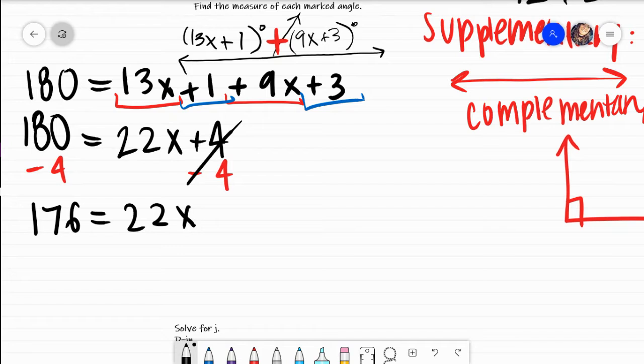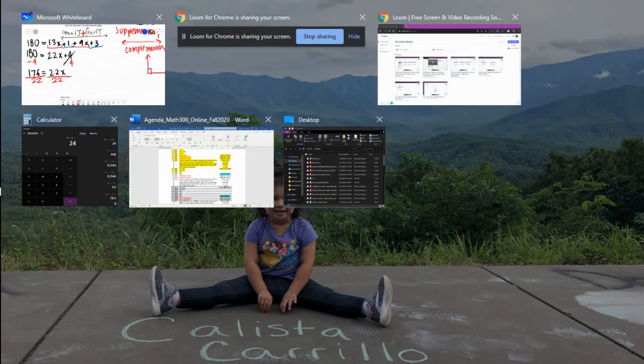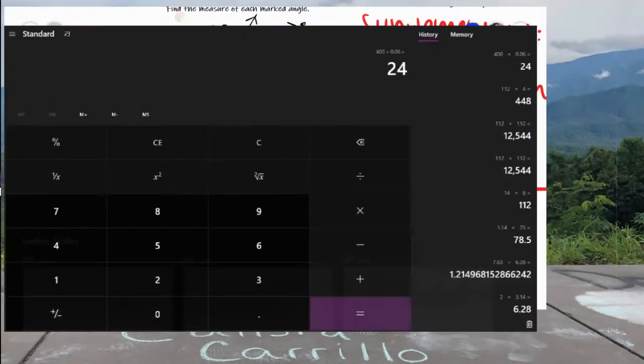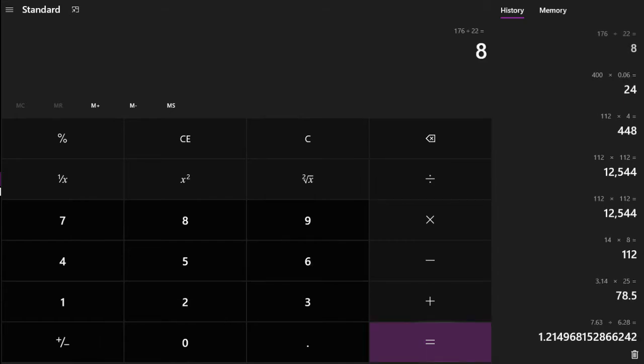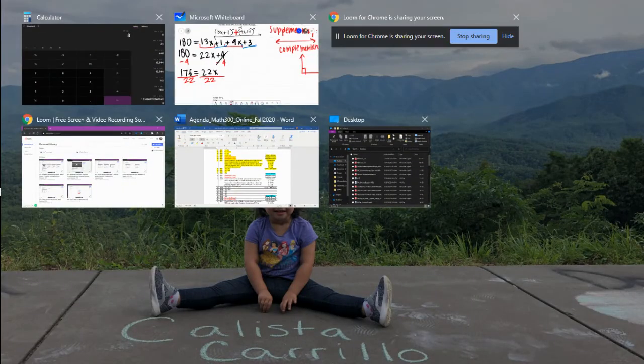Now, I noticed that my x is being multiplied by 22. In order to solve for my x, I do the inverse or the opposite. The inverse of multiplication is division, so I would divide by 22. Whatever you do to one side, you have to do to the other. And so this is where I'm going to get my calculator. Let me clear that. 176 divided by 22. I get 8.